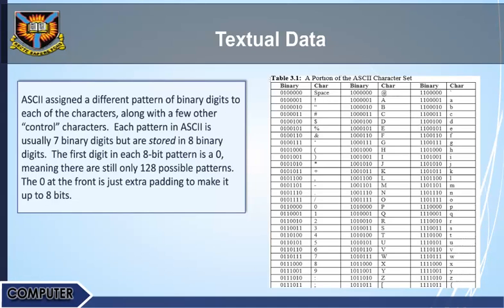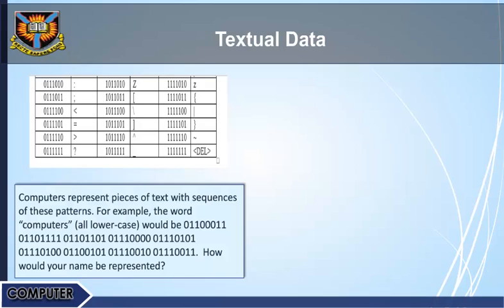ASCII assigned a different pattern of binary digits to each of the characters, along with a few other control characters. Each pattern in ASCII is usually 7 binary digits but is stored in 8 binary digits. The first digit in each 8-bit pattern is a 0, meaning there are still only 128 possible patterns. The 0 at the front is just extra padding to make it up to 8 bits. Computers represent pieces of text with sequences of these patterns. For example, the word computers, all lowercase, would be as shown. How would your name be represented?